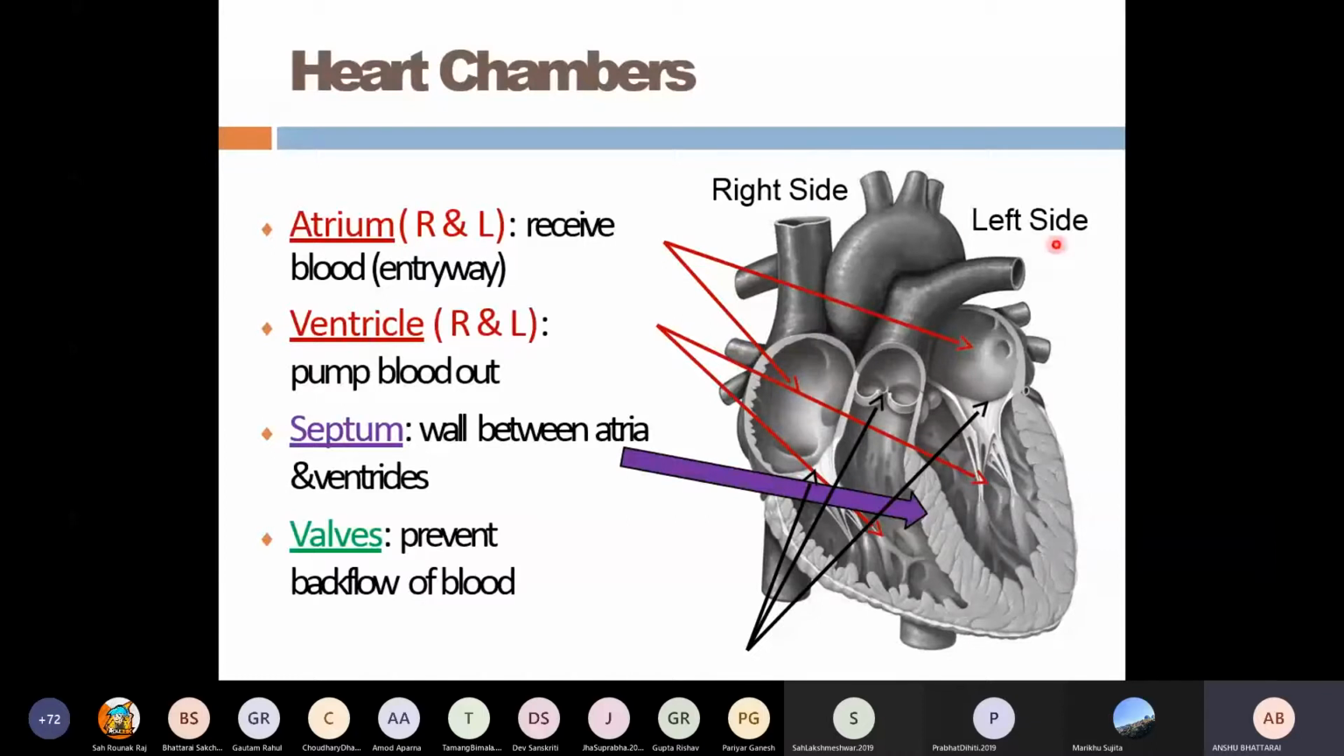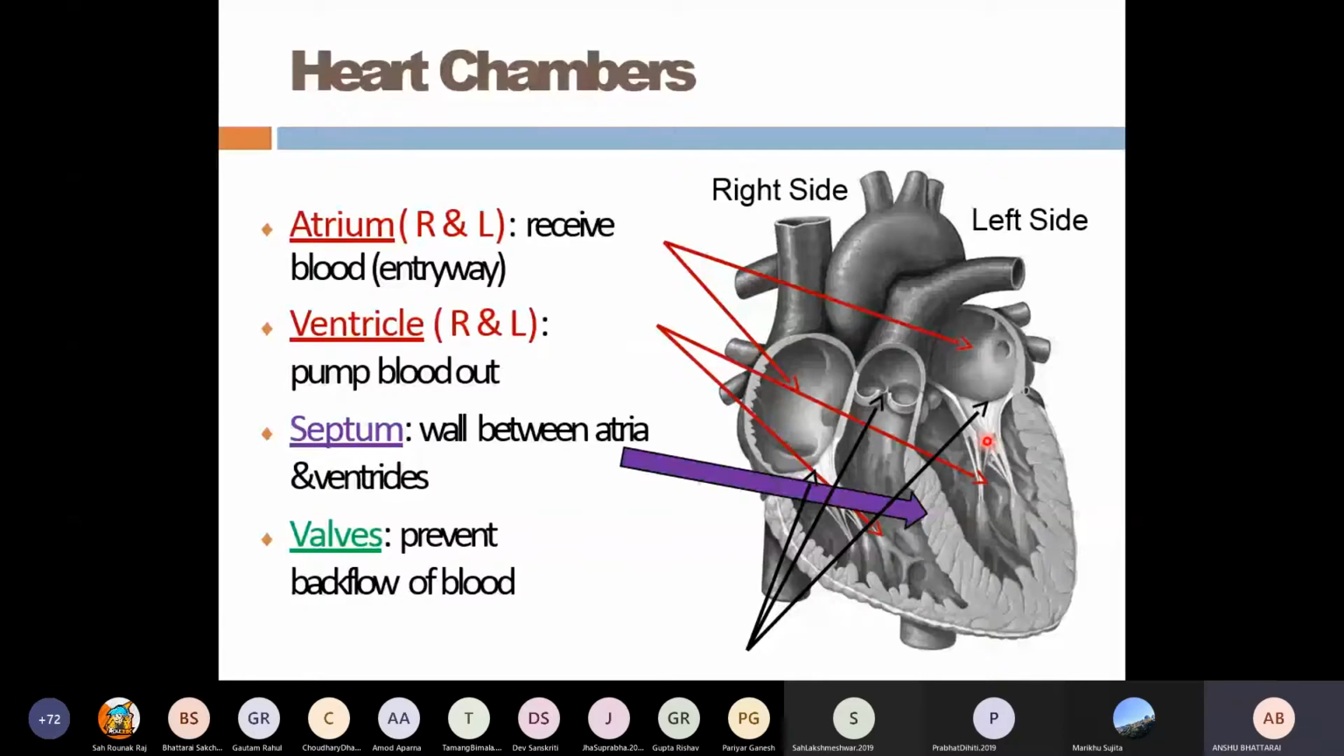So right side and left side. Right side consists of right atrium and right ventricle. Left side consists of left atrium and left ventricles. In between these are the atrioventricular valves. On the right side you have tricuspid valve, and on the left side you have mitral valve.